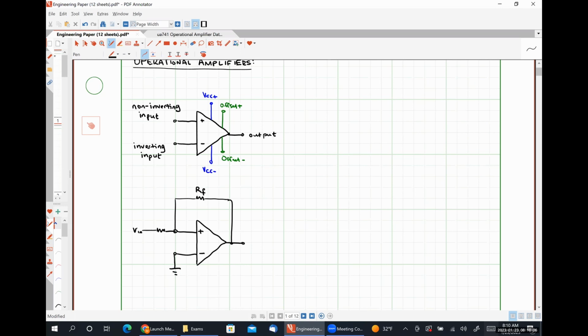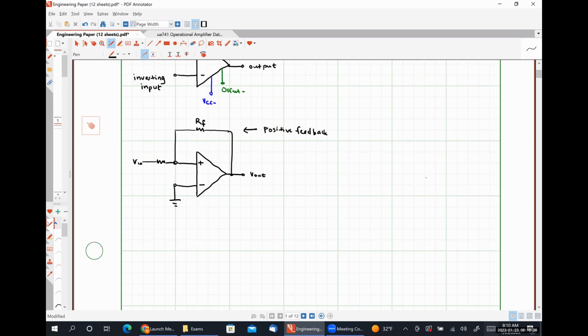So this resistor up top is what I'm going to call my feedback resistance, because it feeds back some portion of the signal at the output to one of the input pins. This is an example of positive feedback, because it provides feedback between the output pin and the non-inverting input pin.